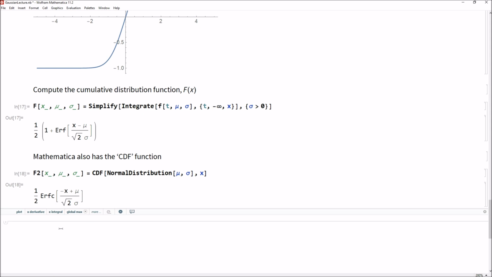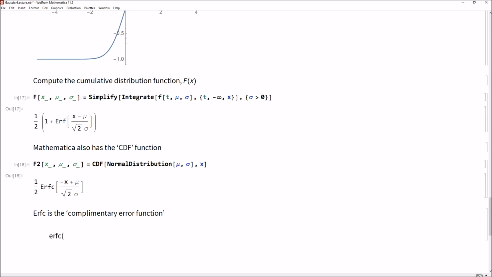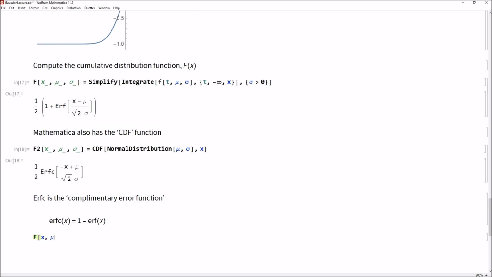Now, notice that we did not get the exact same answer, and that's because you'll notice Mathematica decided in this case to use the Erfc. Erfc is the complementary error function, and they're actually related quite easily. So Erfc of x is nothing more than just 1 minus Erf of x. So they're basically very similar. You can see why it gets the name complementary, right? And in fact, we can show that these are the exact same thing, right?